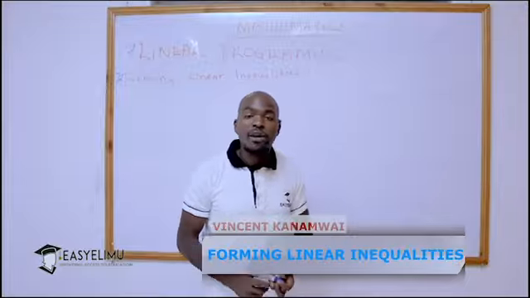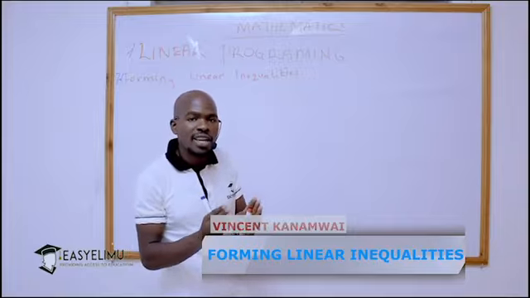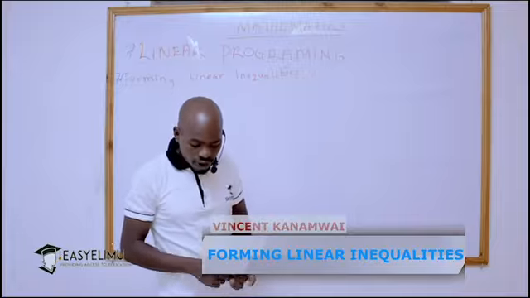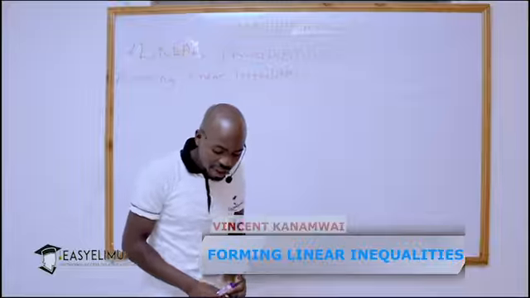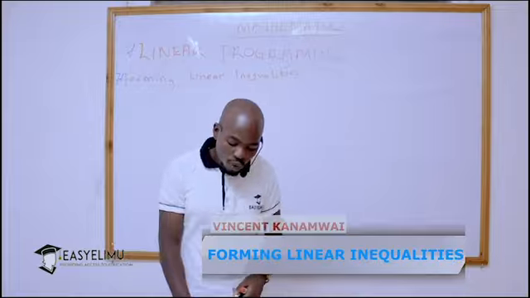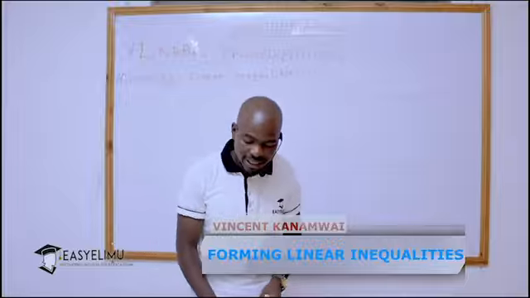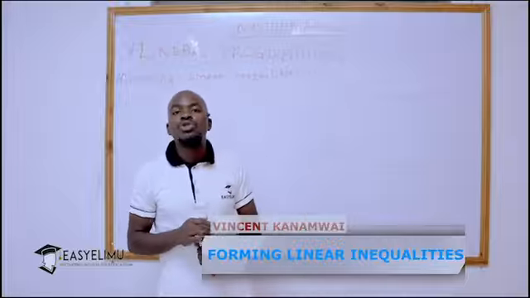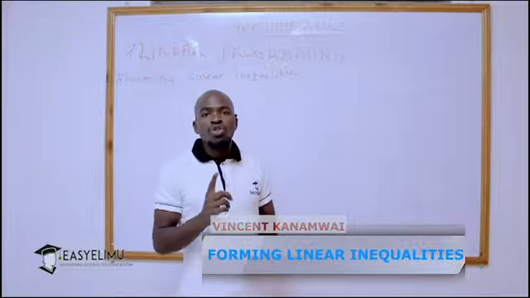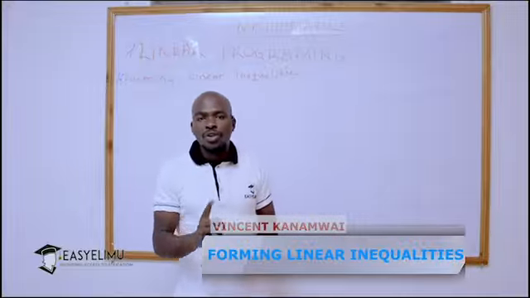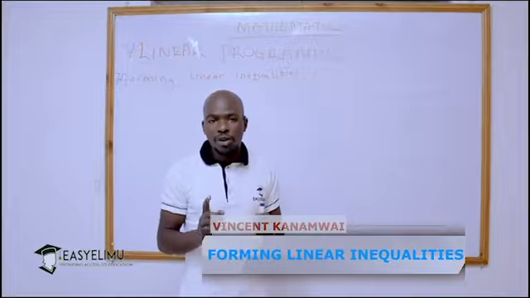So we may start with our first example. Here we are only dealing with forming linear inequalities, not solving. In our first example we have been told that the perimeter of a rectangle whose length is x centimeter and width y centimeter is not more than 10 centimeter. The first thing you should understand in linear inequalities is only one. You should always understand the question before writing anything down or before analyzing anything. You understand the question first.